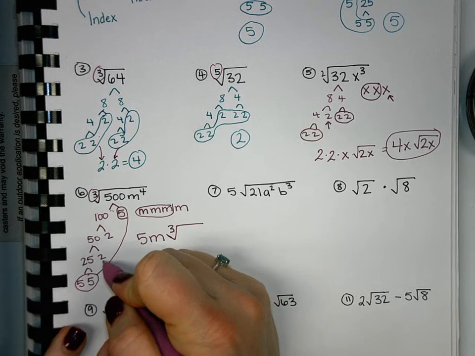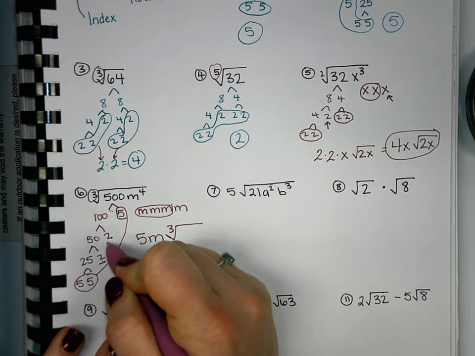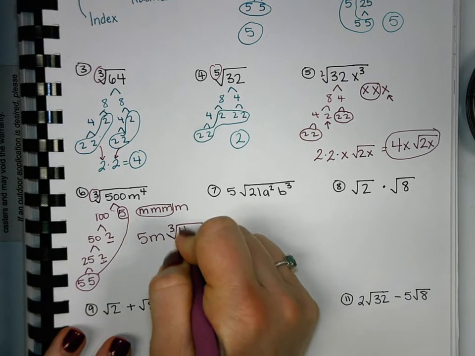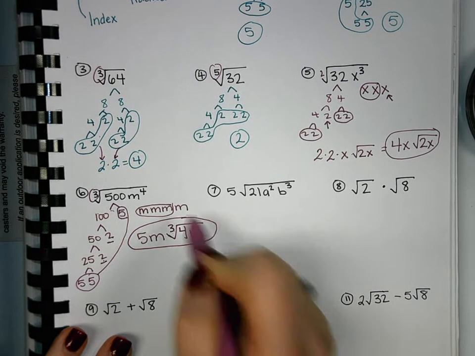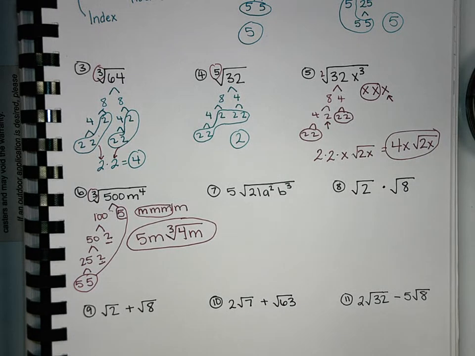So then multiply what's left. So we had a 2 left over, another 2 left over, so that's 4, and an m left over. So we'd have 5m cubed root 4m as our final answer.